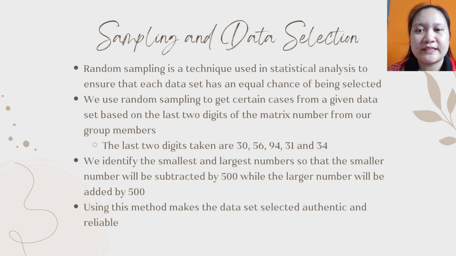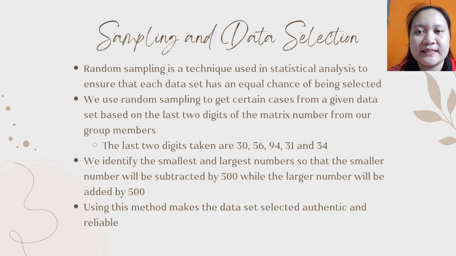I will explain how random sampling is being used in this assignment. Random sampling is a technique used in statistical analysis to ensure that each data point has an equal chance to be selected. So in our assignment, we use random sampling to get certain cases from the given data based on the last two digits of the matrix numbers of our group members.